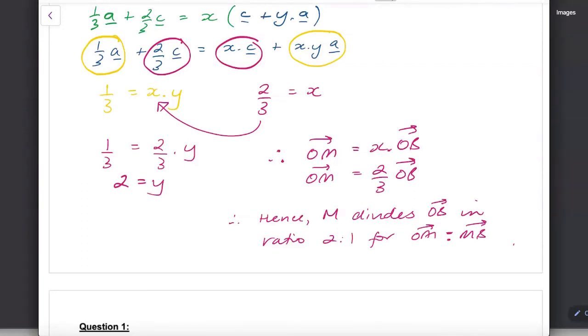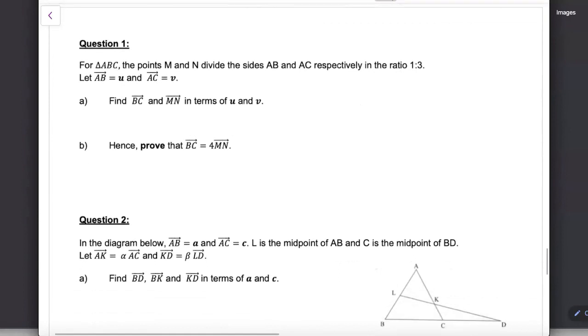So now it's your turn to have a go at the following two questions.